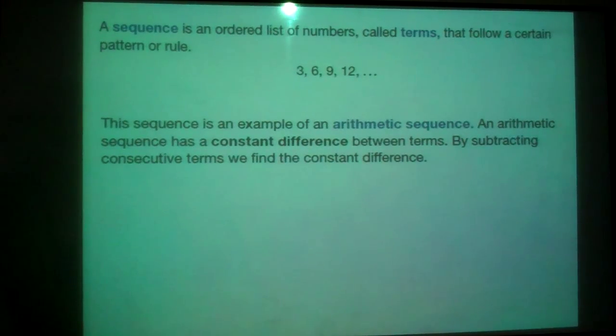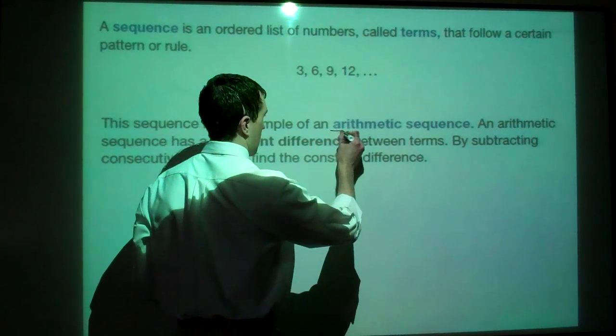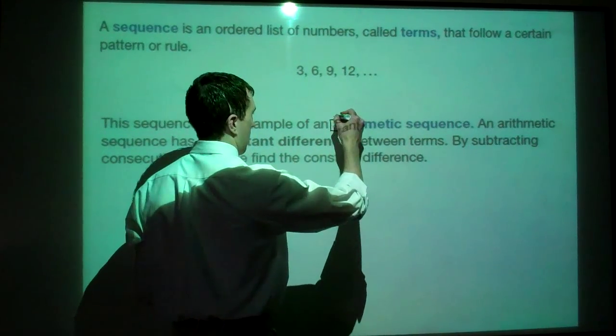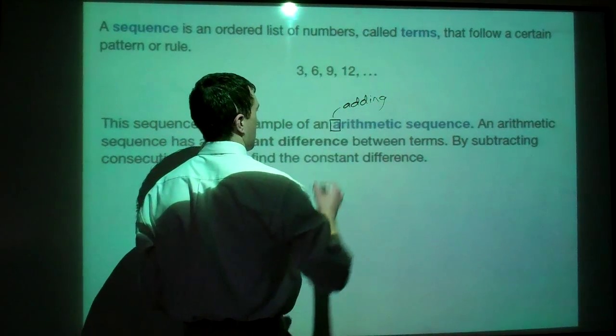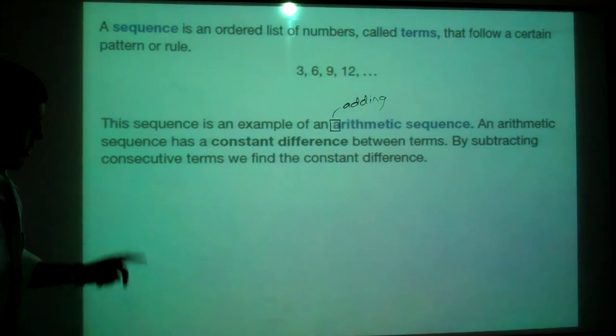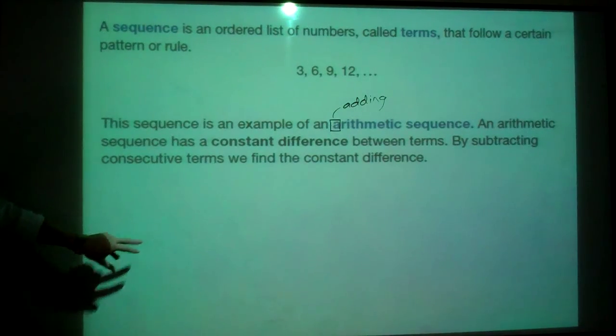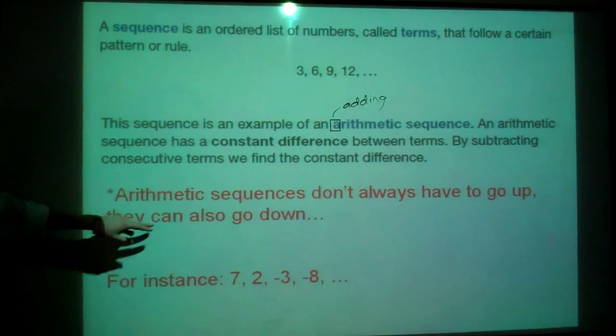So the way to remember what this one's all about, think about it: arithmetic starts with an A, and adding starts with an A. So between each term we're going to be adding. Now we can't let that confuse us with the next example that I'm going to pull up right here, because arithmetic sequences don't always have to go up in value, they can also go down.